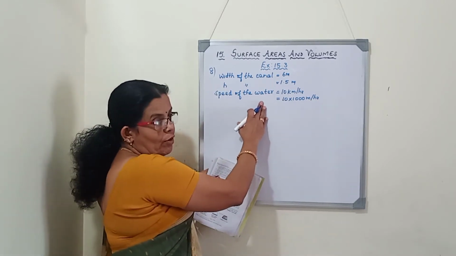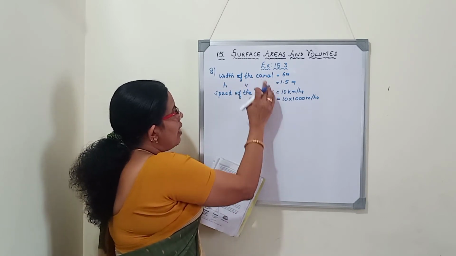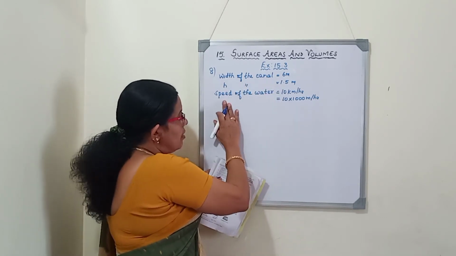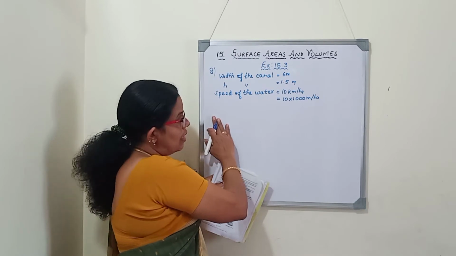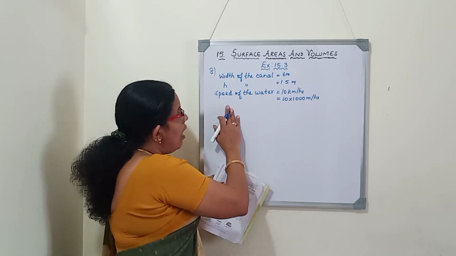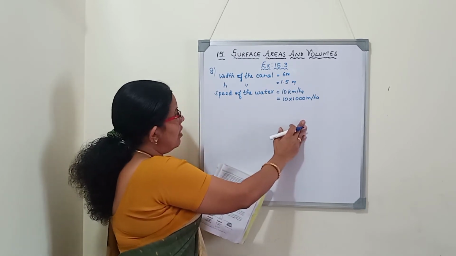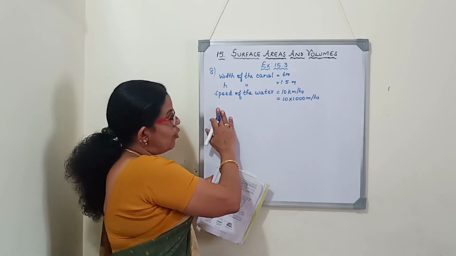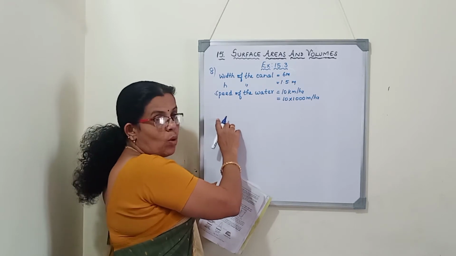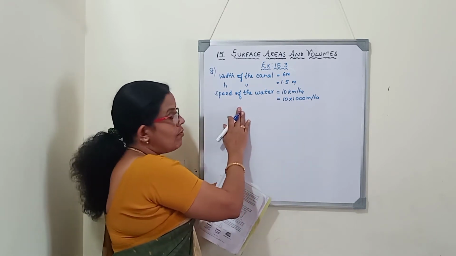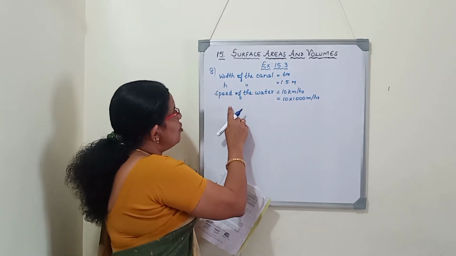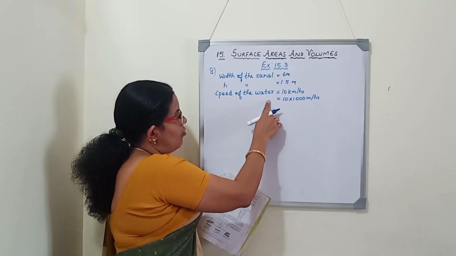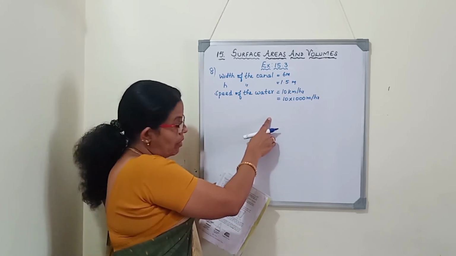Now this is the speed of the water. As I told you, width and height of the canal is given. We will find out the distance travelled by the water in the canal, and that distance can be considered as the length of the canal. How much distance the water is flowing, that will be the length of the canal. So to find the distance travelled by the water, speed into time is distance.